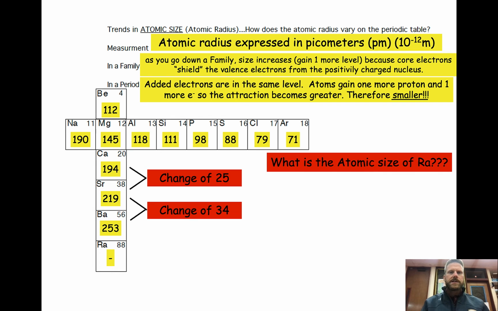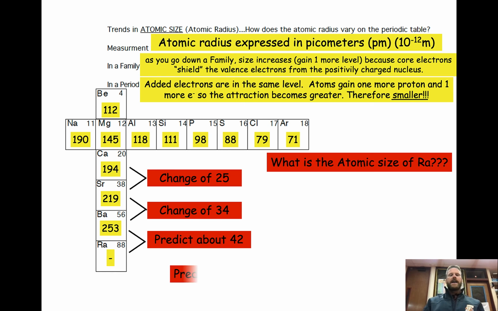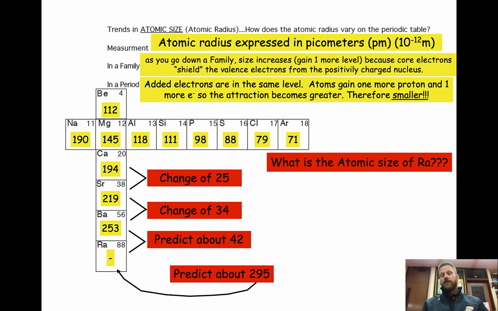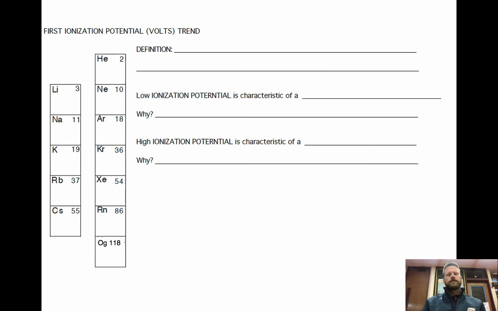So it's reasonable to say that you might get a change in atomic radius of about 8 or 9 additional picometers when you look at radon. So a good prediction for the atomic radius of radon might be about 295. Just add 253 plus 42.